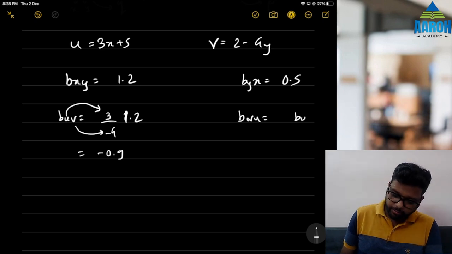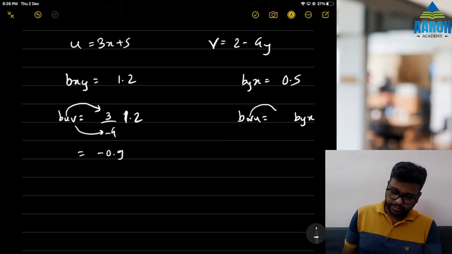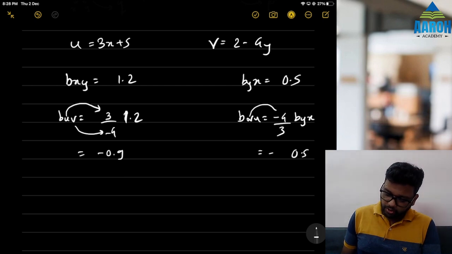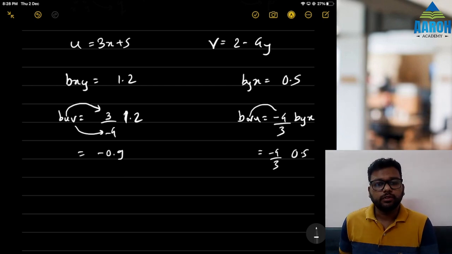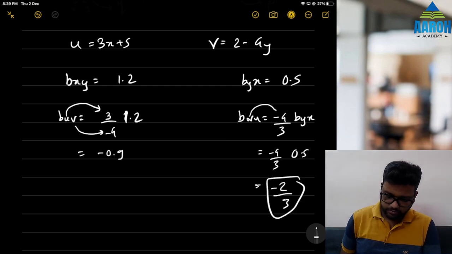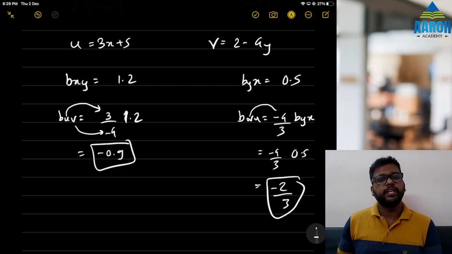And for bvu, we'll have to take byx, and we'll have to multiply it by v's change of scale, which is minus 4, upon 3. So it will be 0.5 into minus 4 by 3, so whatever that is, minus 2 by 3. So those will be the new bvu and buv.